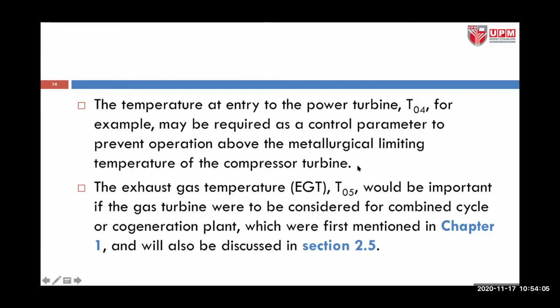So as we discussed earlier about the importance of the cooling bleed flow, the exhaust gas temperature, EGT, or TO5 going into the nozzle would be important if the gas turbine were to be considered for combined cycle or cogeneration plant, right? Which were first mentioned in our first chapter, and will also be discussed in the later section 2.5.